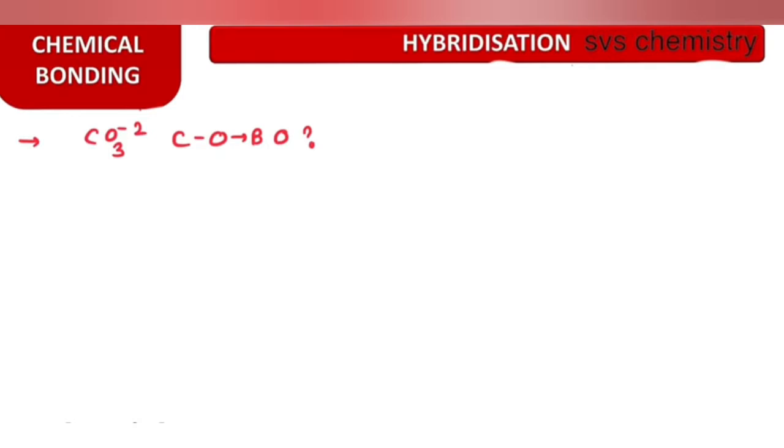In the case of carbonate, drawing the structure is very important. Carbon is the central atom, and we have 3 oxygens. First you write single bonds. We have 2 negative charges; oxygen with a negative charge will form a single bond, and the other one will form a double bond. Number of bonds will be 4, surrounding atoms will be 3. So 4 divided by 3 is 1.33.